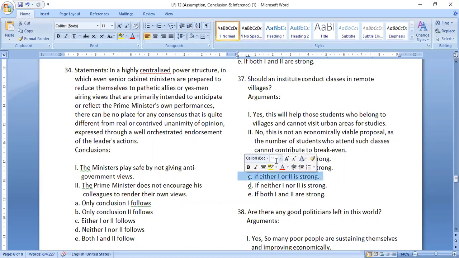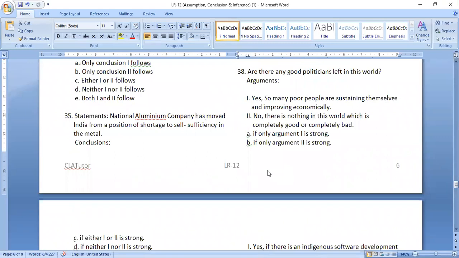Option C. 38. Are there any good politicians left in this world? Yes. So many poor people are sustaining themselves and improving economically. No, there is nothing in this world which is completely good or completely bad. So neither. Yes, sir, neither. It doesn't answer the question. Neither of them are able to answer the question.